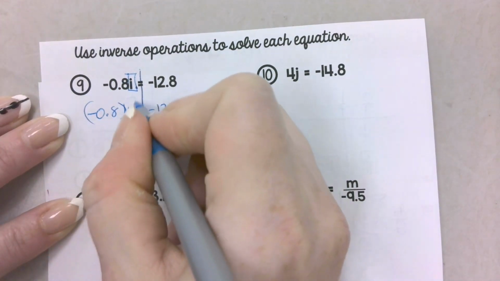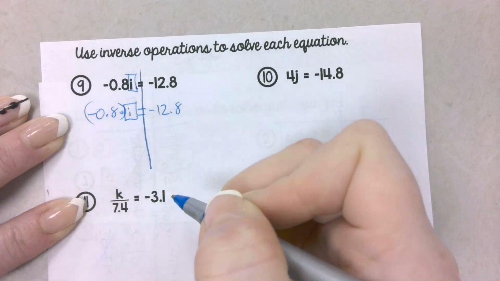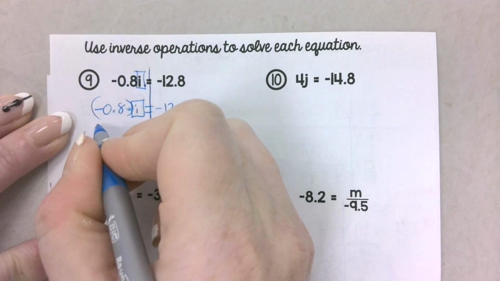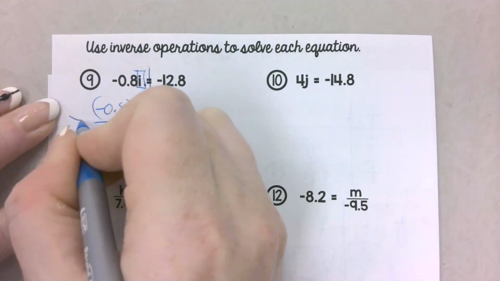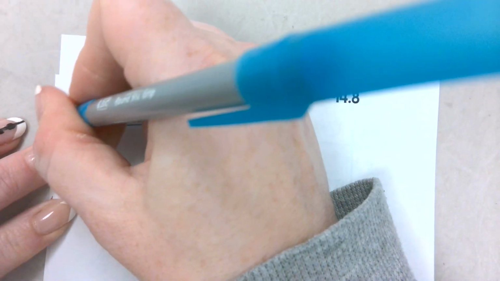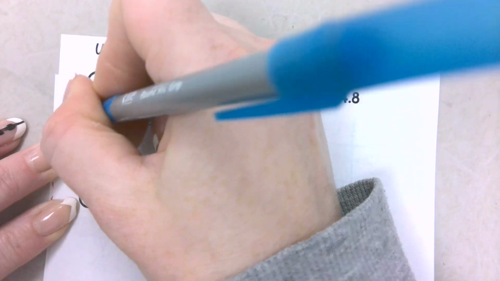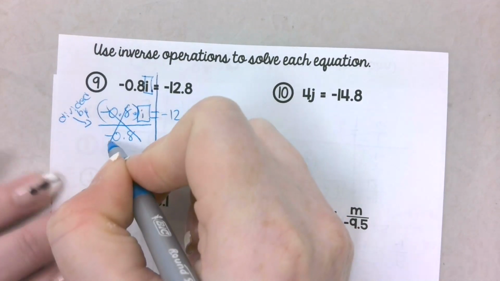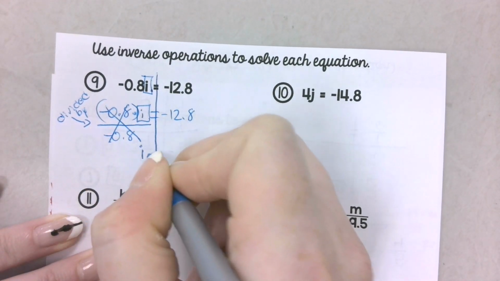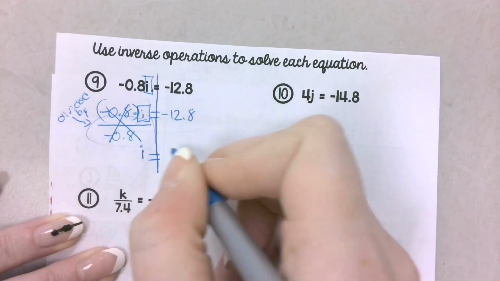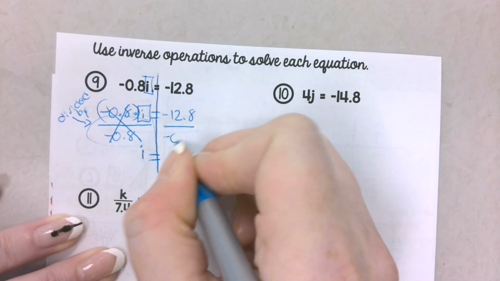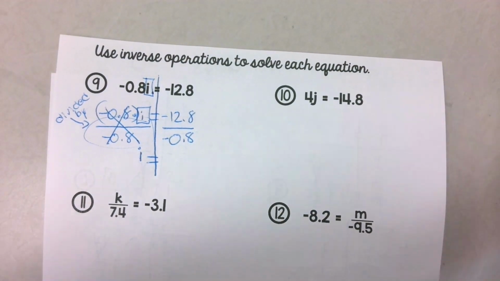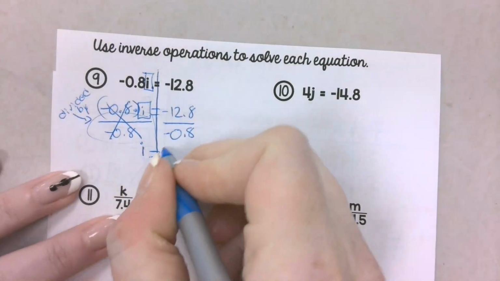Well, if we're trying to get our I by itself, we need to undo times negative 0.8. What's the opposite of times negative 0.8? Well, divided by. And yes, we're going to use that fractional line to show divided by negative 0.8. These two will cancel out, leaving you with I equals, but whatever I do to one side, I have to do to the other, negative 0.8. This then, when you put that in your calculator and divide, will give you, believe it or not, 16.